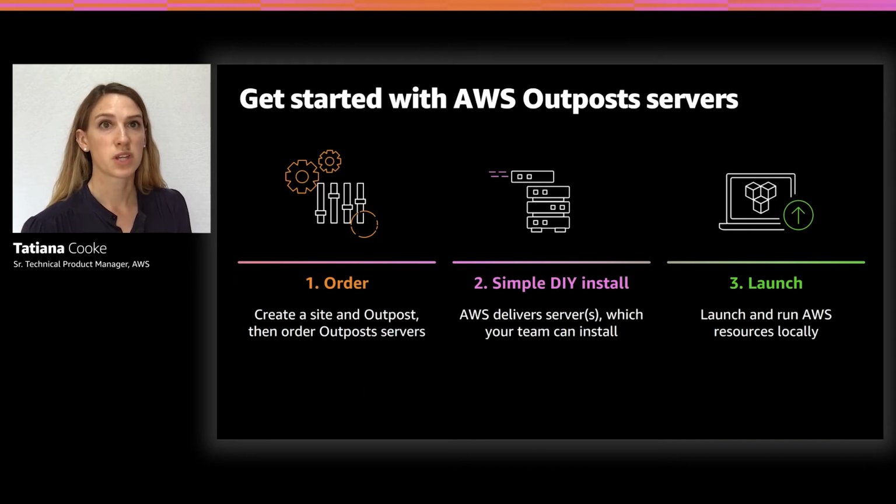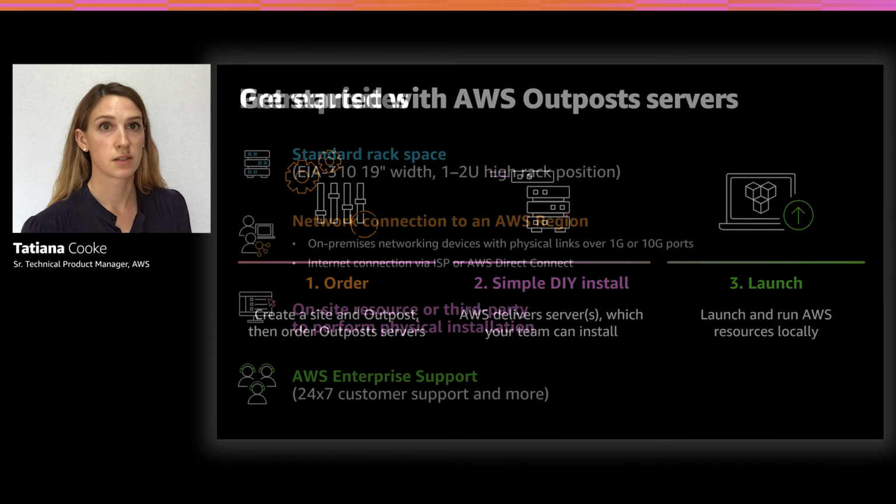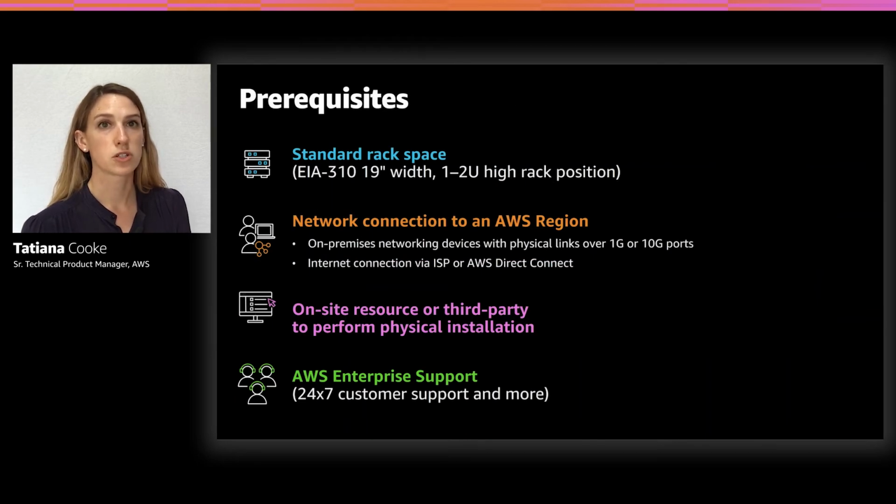Before ordering, the prerequisites that are required to use the Outpost service for this server form factor are similar to those we have for racks today. As a customer, you'll need to provide space, power, and networking for the Outpost servers. Each server will need 1 to 2 U of rack space available within an existing customer-provided rack. You'll also have to make sure that you can establish a network connection from your site to an AWS region. This means providing network switches with physical 1G or 10G uplink ports, and an internet connection through an internet service provider or through AWS Direct Connect.